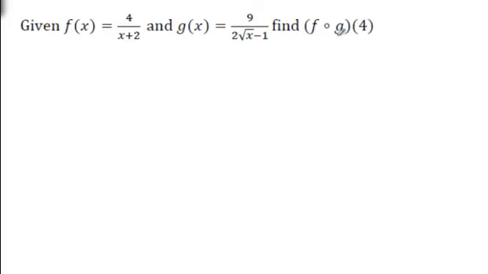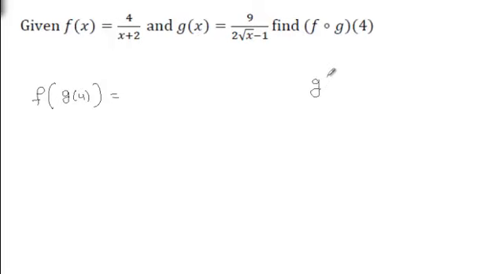So they said f round g of 4. Let's write this in the form that we used to use it. Okay, f round g of 4, it's f of g of 4. That's the proper way we use, right? It's equal to. Now, g of 4. Let's go for g and replace 4 instead of x.